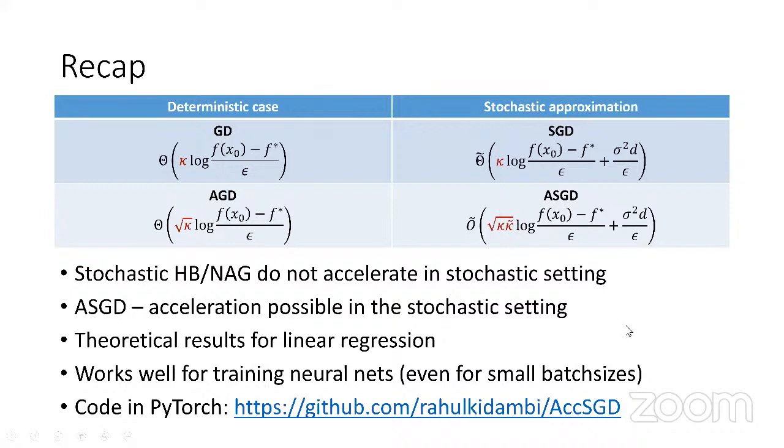And whenever this is much smaller than kappa, this provides significant improvements. And in practice, this seems to work even beyond linear regression problems. So yeah, that's all I wanted to say. Happy to answer any further questions. Questions?